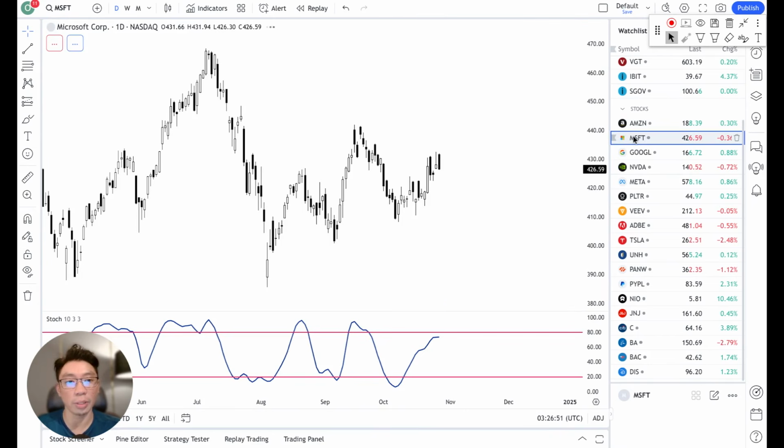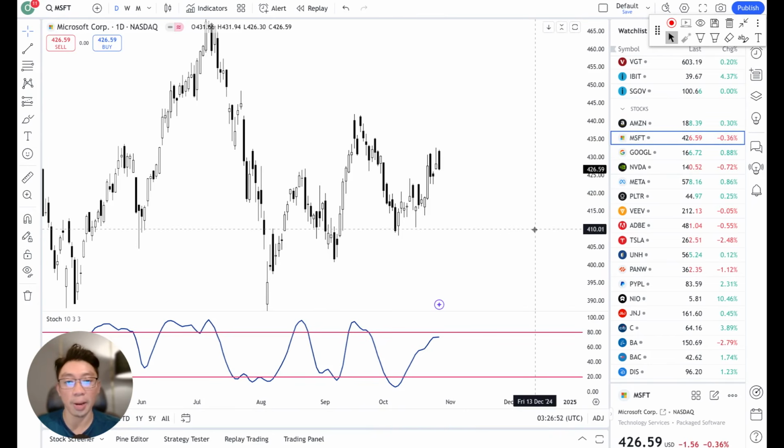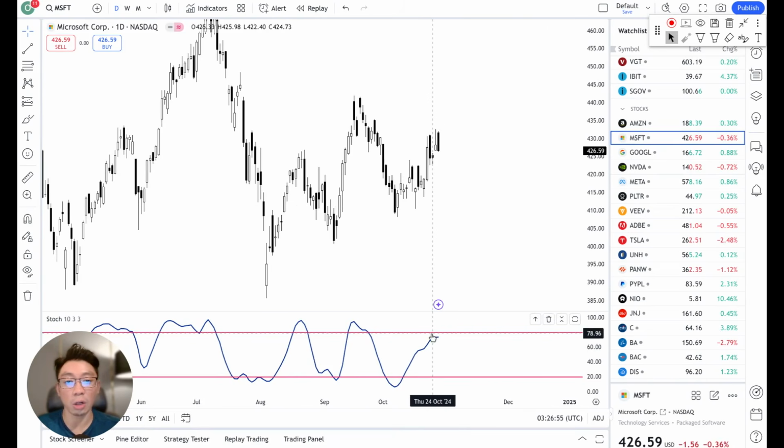I'm just going to skip over it. Then I'm going to the next one. Next one, Microsoft. Now, Microsoft is close to being overbought. So this is something I might take a look at, right?